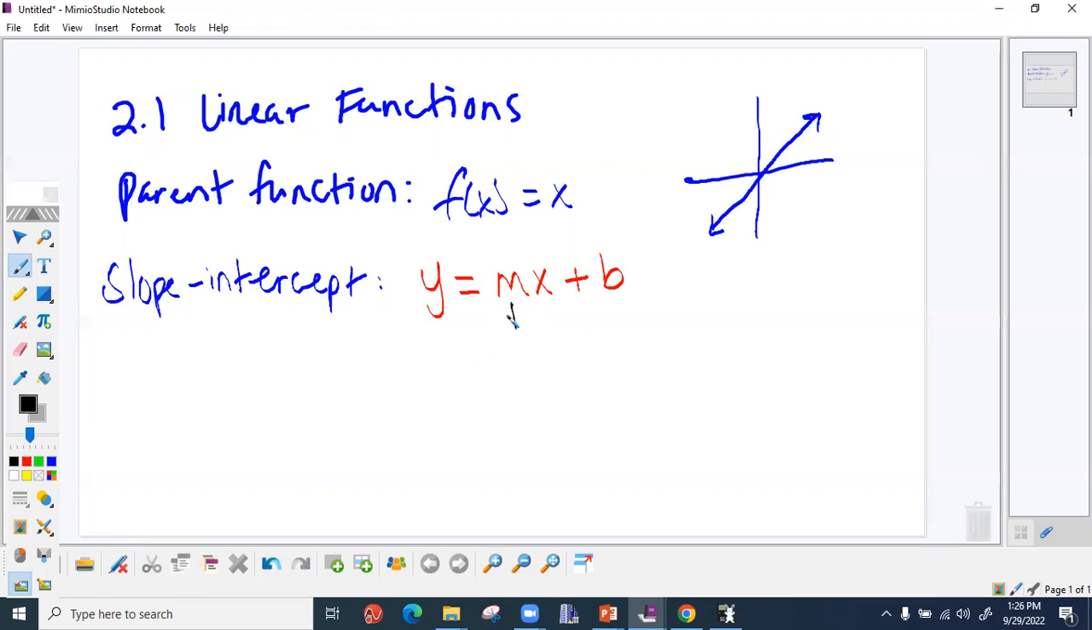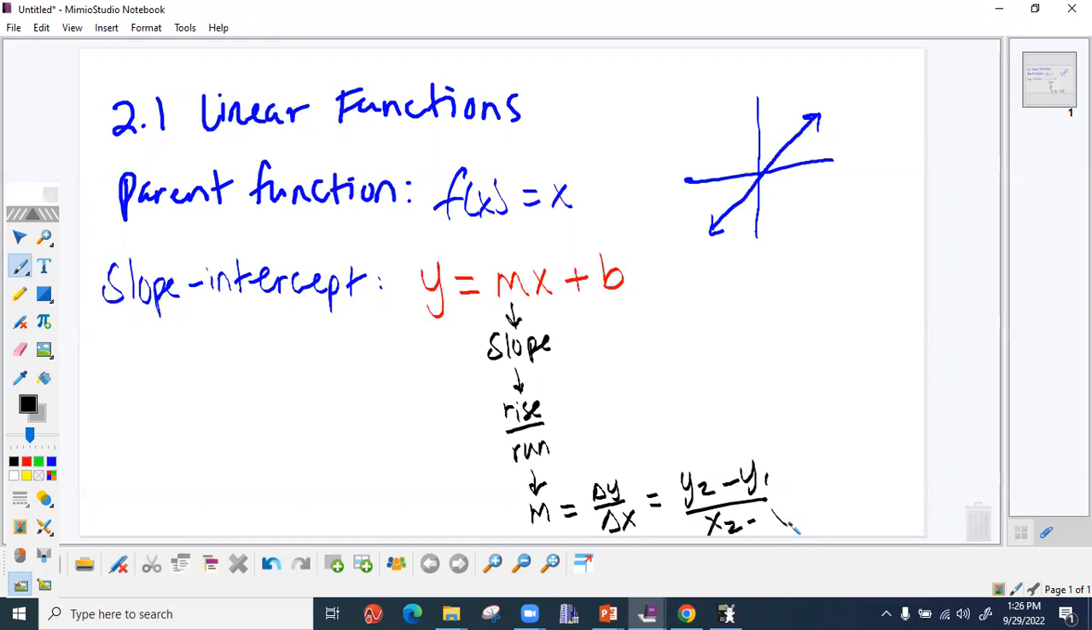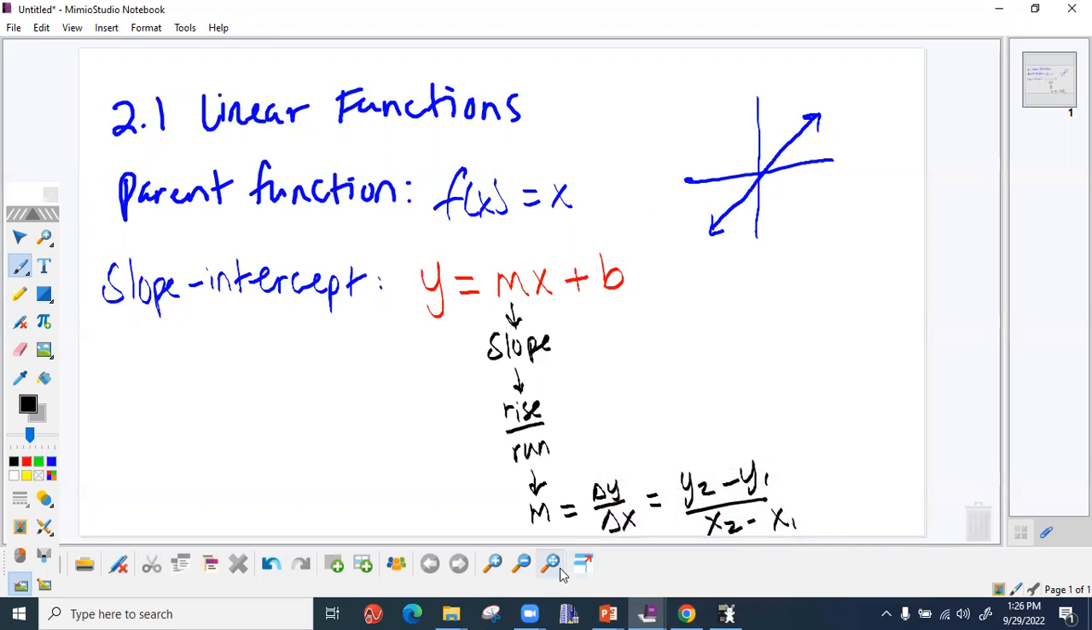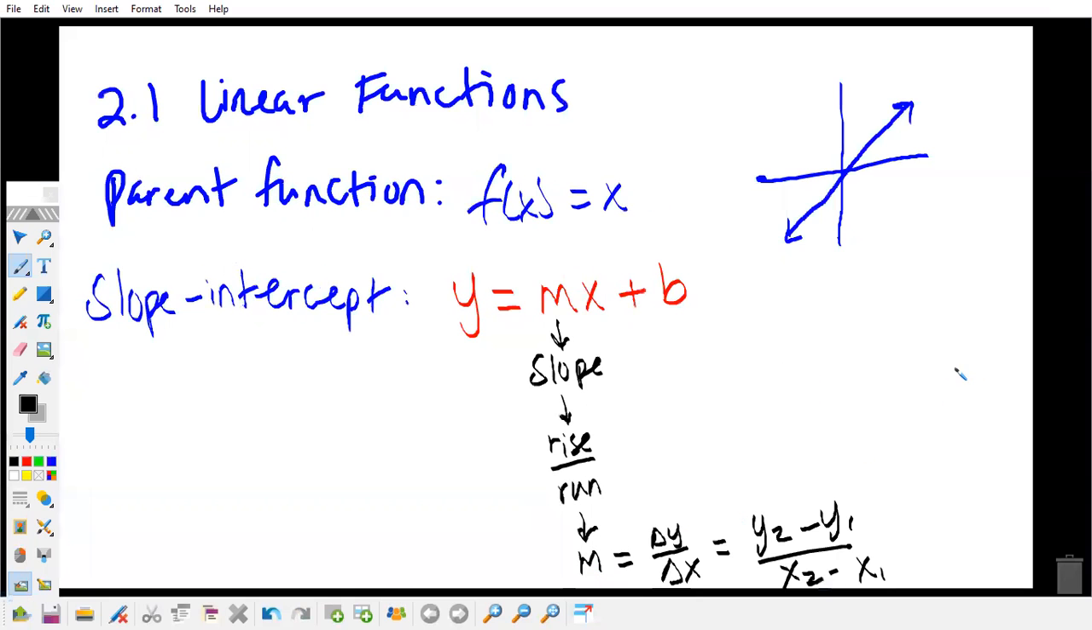So y equals mx plus b. M is our slope. Your slope is your rise over run, and we symbolize it as m. And m equals what? You're changing your y over you're changing your x, or y2 minus y1 over x2 minus x1. Do we remember?